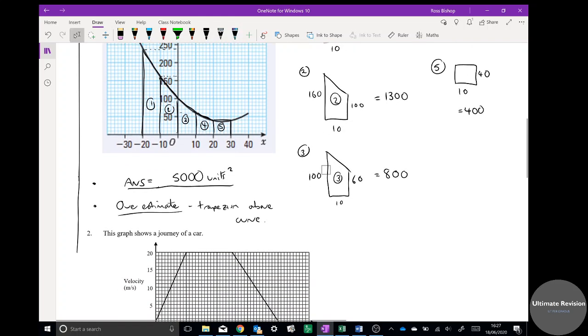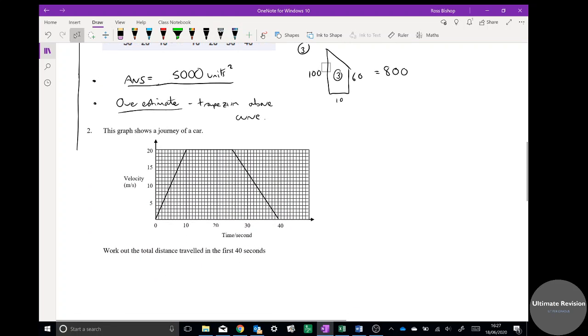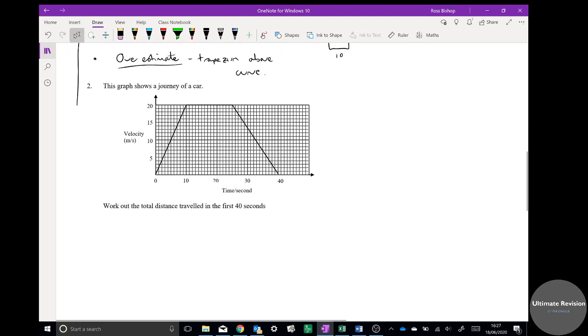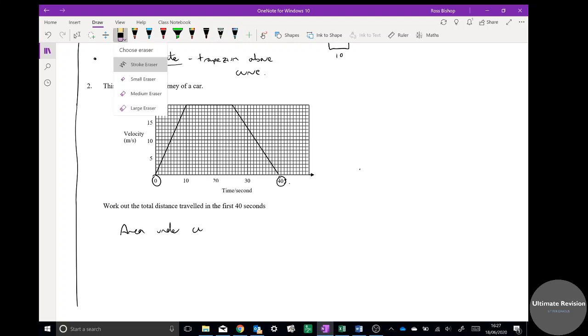Okay. Right. Let's look at another example. This graph shows the journey of a car. Work out the total distance travelled in the first 40 seconds. So it starts at 0, ends at 40 seconds. It's a velocity time graph, so all I need now is the area under the curve, or the graph really, area under the graph.